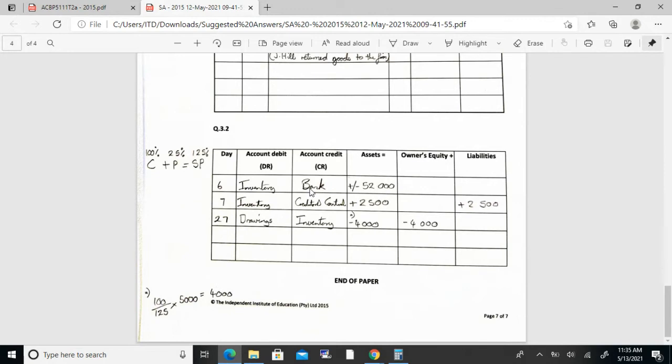Then we know what we were purchasing was trading inventory, so we're going to debit trading inventory because it's an asset and it's increasing. Okay, right. So under assets, can you see we have plus minus 52,000?